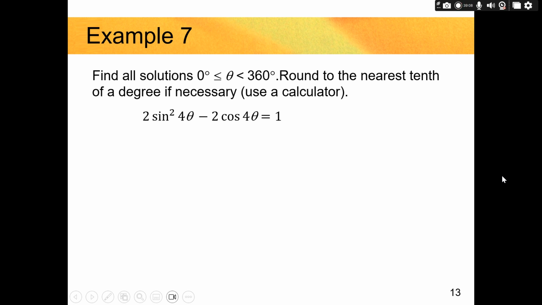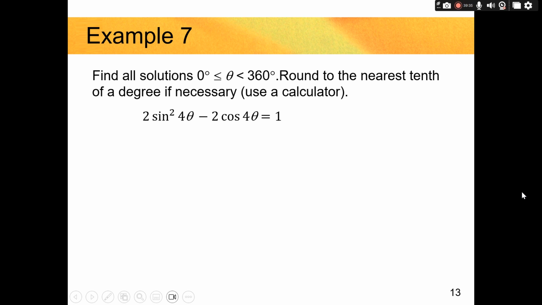All right, class, one last one here. Let's go with it. I want to find solutions from 0 through 360. Round to the nearest tenth, we're in degrees, and we're going to have to use a calculator. And it's a tough one. I've got about 5 minutes, so we're going to go kind of fast. So write down the problem, and we're going to go through it kind of quickly here.